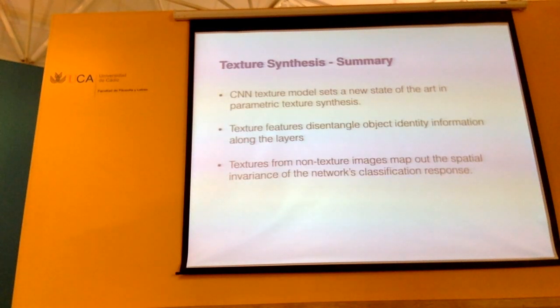Okay, the summary so far is that this is the state of the art in parametric texture modeling at the moment. The texture features disentangle object identity along the layers, and textures from non-texture images map out the invariance of the network's classification response.